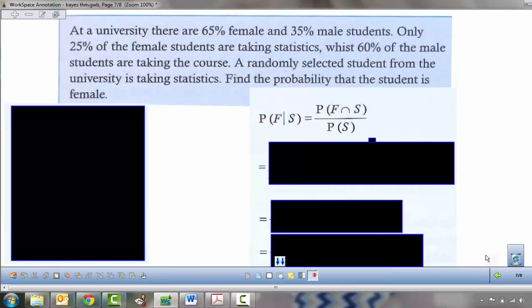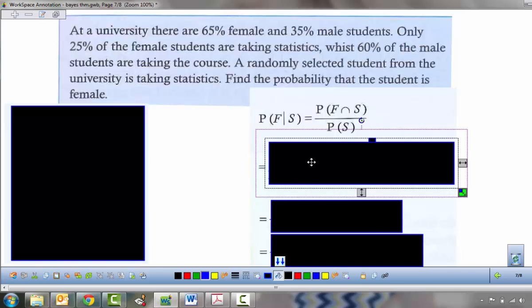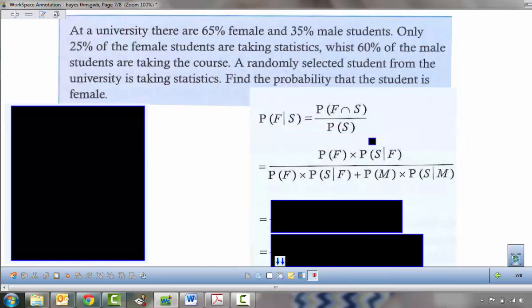So using our conditional probability formula, we know that that's equal to the probability of F intersect S, where F is, of course, the student is female, and S is that a student takes statistics. And using our Bayes' theorem, we have this formula now. Probability of F times probability of S given F, divided by the probability of F times probability of S given F. It's the same as what's on top here. Take notice of that.